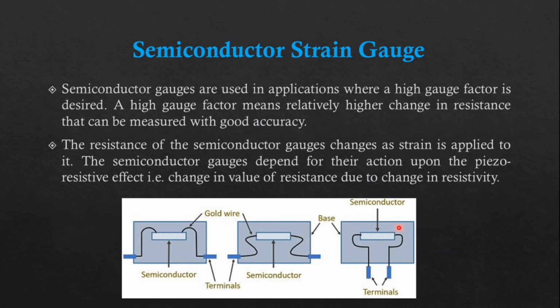These are the different connections or types of semiconductor strain gauge. These are terminals. Over here we can see the side terminals are connected, and we use a gold wire inside our semiconductor strain gauge. These are also two terminals, and this is called the base, and the semiconductor material is over here. Whenever force is applied, the resistance of this semiconductor material changes, which we can observe from our two terminals.